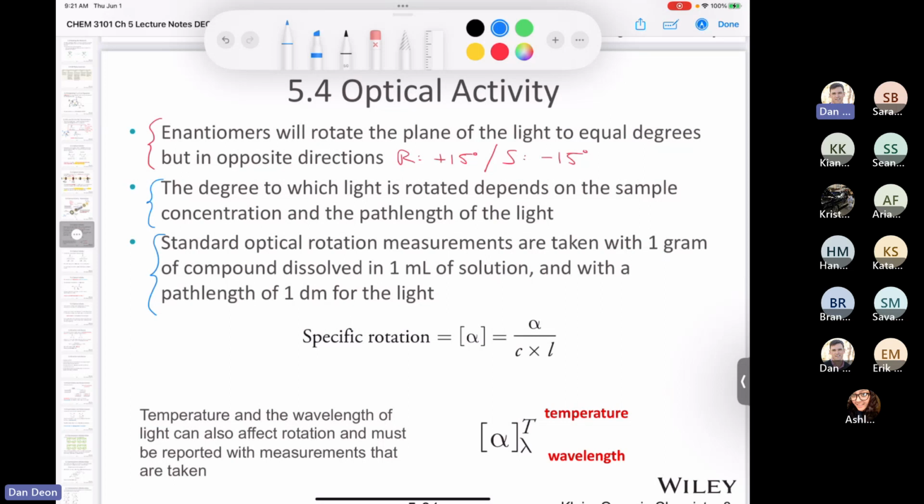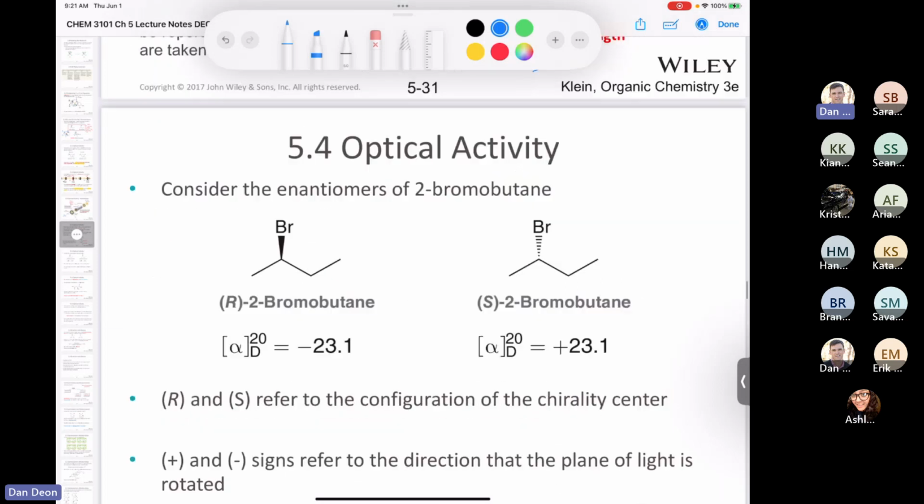The only thing I would really tell you is that when we measure optical rotation, we report the temperature up at the top. The temperature is usually 20 degrees Celsius. And then for the wavelength, we usually put D because we use the D line of sodium. I'm not going to ask you to do any calculations with respect to optical activity. All I want you to know is this.